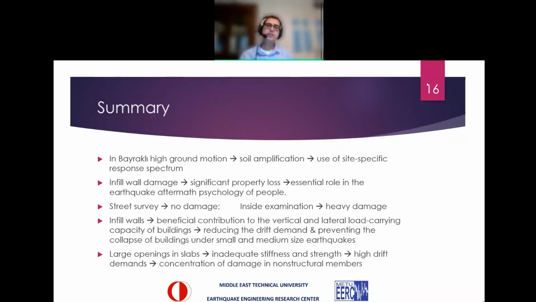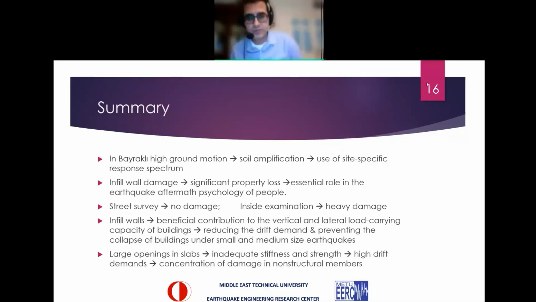The infill wall damage, the non-structural separation walls, I mean, those walls are, first of all, significant because you lose a lot of property. You have to repair them, and it is money. And more than this, those heavy cracks on the infill walls, separation walls, have an essential role in the earthquake aftermath psychology of the people. Nobody wants to go back in their buildings. They have just infill wall damage and no structural damage. Maybe they can live, they don't need to go out, but nobody wants to go back in their apartment flat.